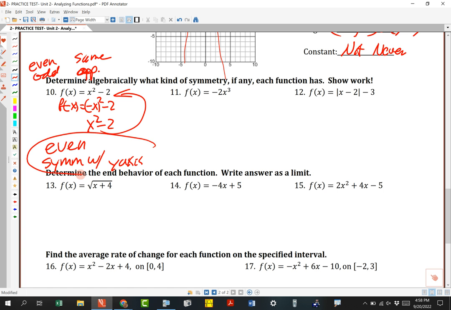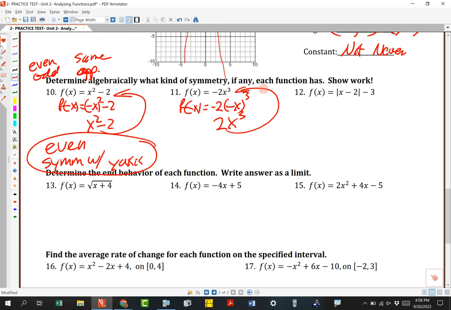Y-axis. Okay, symmetric with the y-axis. Let's take a look at this next one. We're going to do f of negative x. We've got a negative 2, then we're plugging in a negative x and we're cubing it. So there are three x's, three negatives, and another negative out front. That's going to make this a positive 2, and we've got those three x's right there.